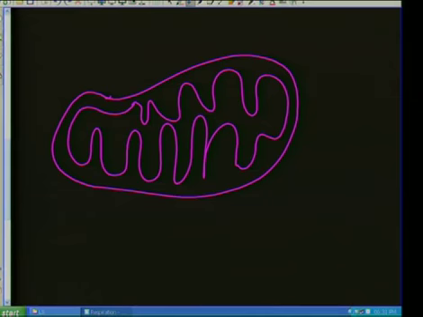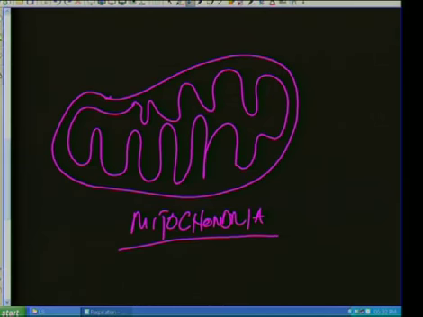And there you have the mitochondria. So your heading, mitochondria, your caption, underline it, and then you start labeling.